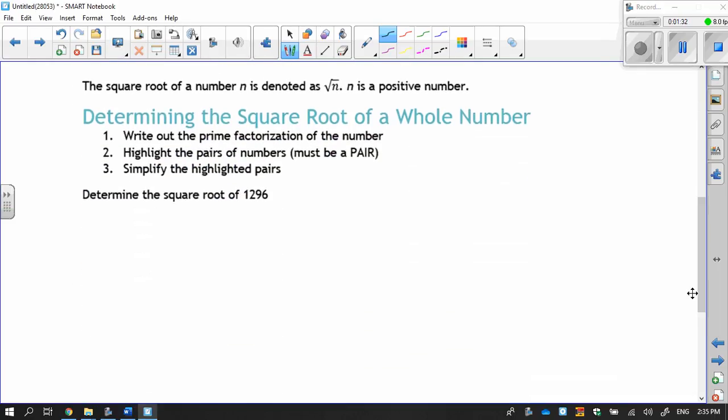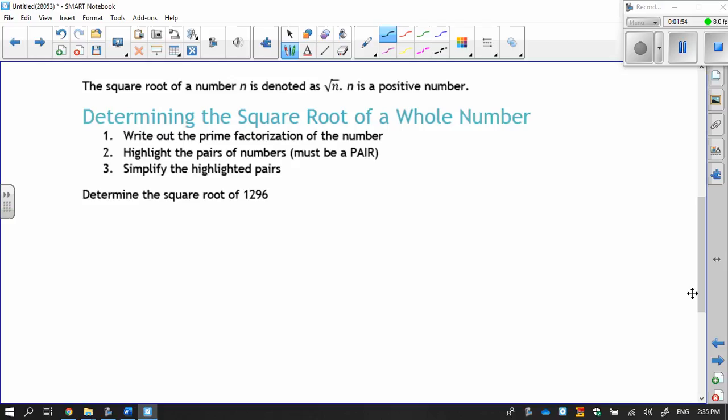The square root of number n is denoted as just the square root sign of n. And n in square roots, for now, as we understand it in grade 10 math, must be positive. At some point in grade 12, university, you will be allowed to take the square root of negative numbers. For now, we are not allowed to do that. It does not work. You don't know how to do it.